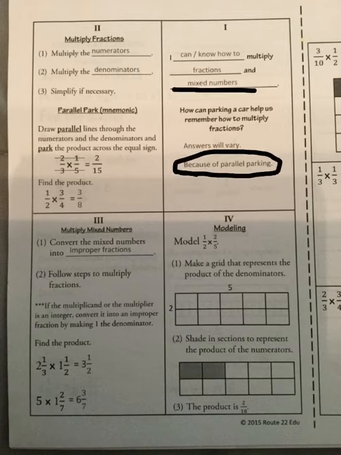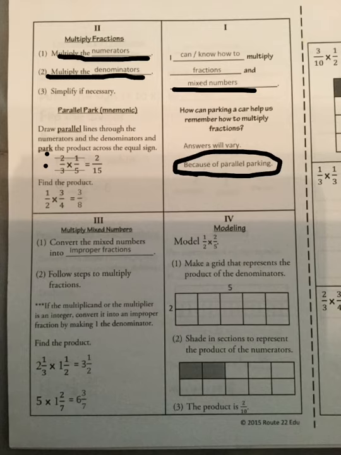It looks like this. Multiply the numerators. Then we're going to multiply the denominators. And we're going to simplify if necessary. Okay? Parallel park is our mnemonic. So we're going to draw parallel lines. They did that here and here, through the numerators and the denominators, and park the product across the equal sign.